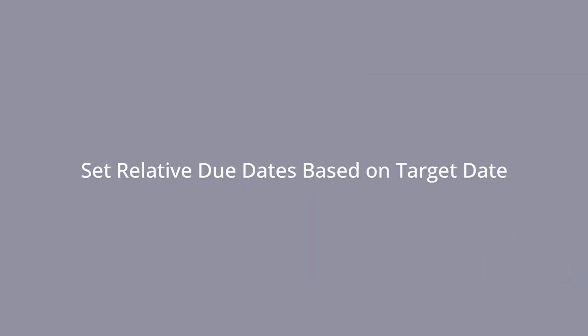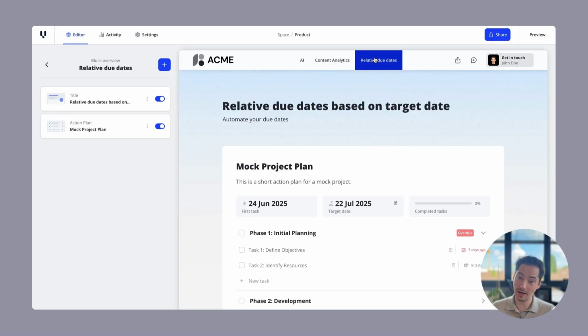Now on to the next one, which is a big update to our relative due dates. Before, we always had relative due dates based on the start date of your action plan, right? So you could have a start date today and then change it to in a few days, and all the due dates would adjust. However, many of you told us that you actually want to do this based on a target date for the action plan. So you want to work backwards, right? And this is something we are enabling now.